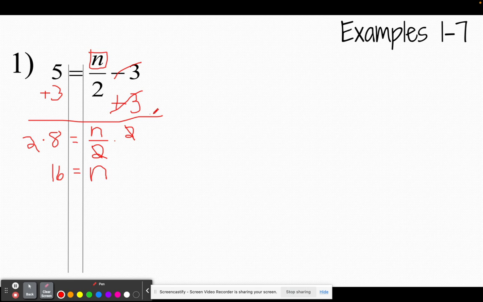I do encourage you to check your answers. You don't have to do a full write-out, but if I put a 16 here, 16 divided by 2 is 8. 8 minus 3 is 5. It's just a really good habit to check to make sure that you didn't make any mistakes along the way.